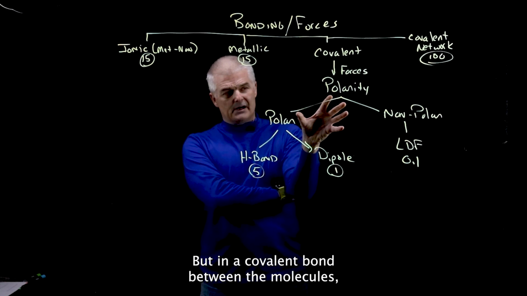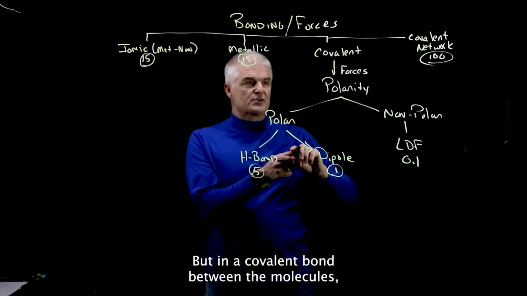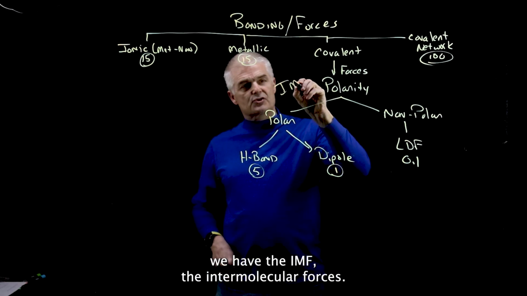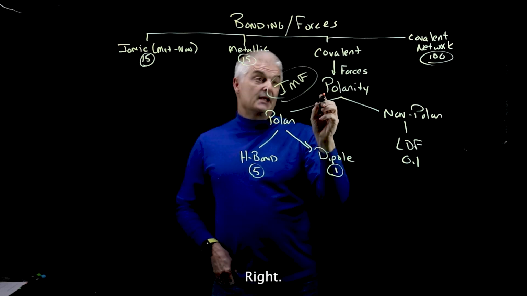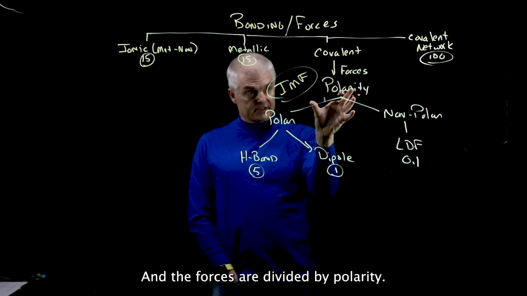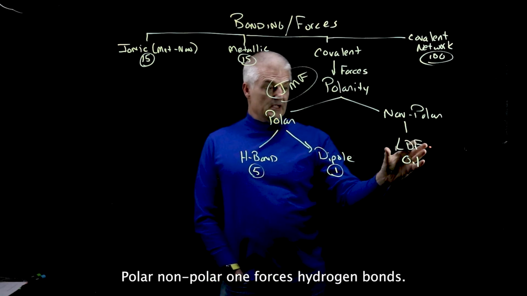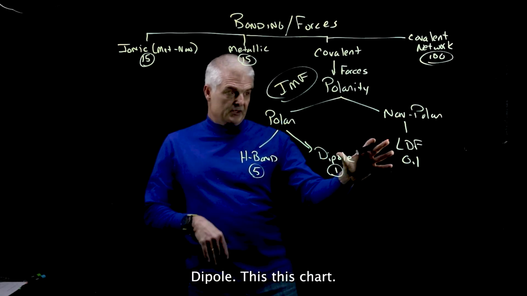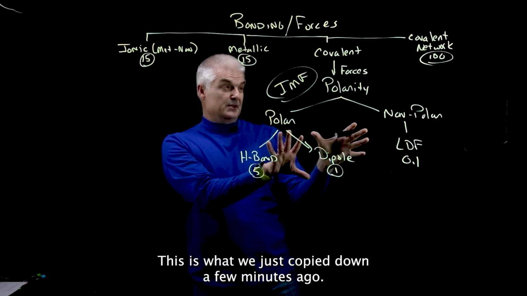But in a covalent bond, between the molecules, we have the IMF, the intermolecular forces. And the forces are divided by polarity: polar and nonpolar, London forces, hydrogen bonds, dipole. This chart is what we just copied down a few minutes ago.